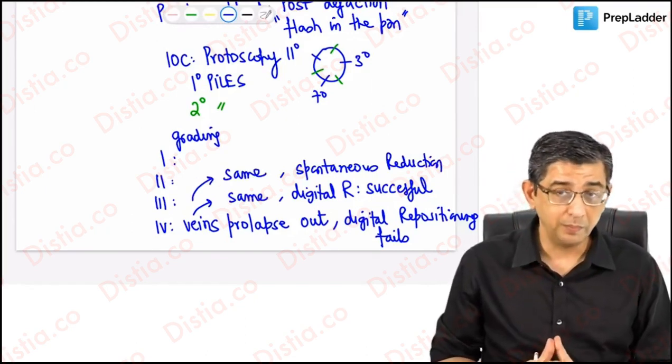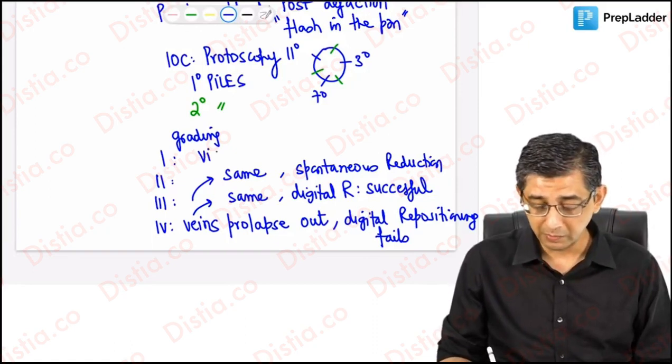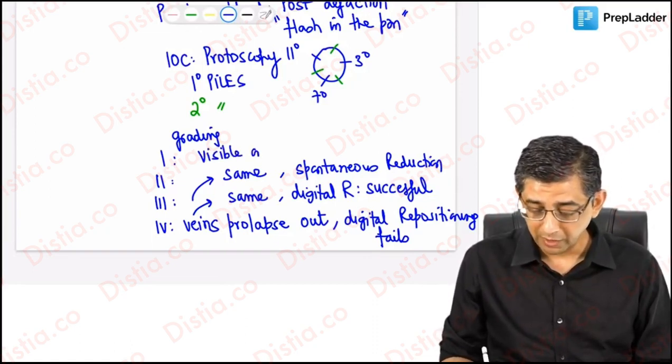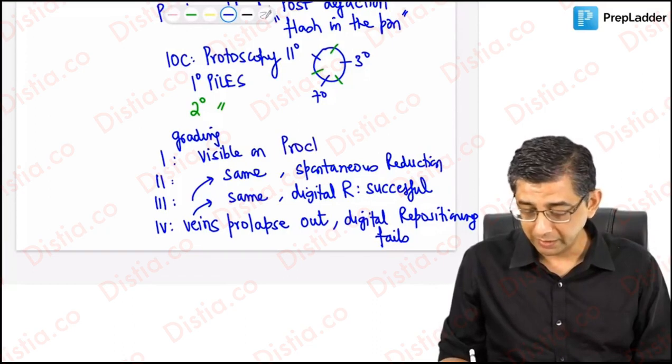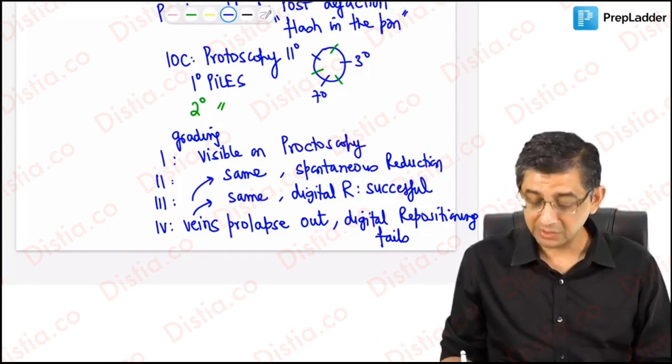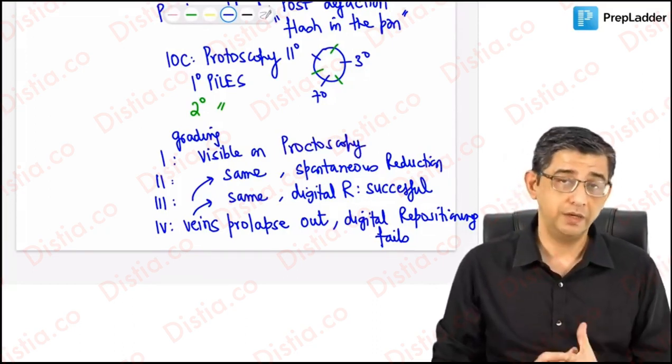When it comes to grade 1 piles, that would mean it would be visible only on proctoscopy. Why I have spoken about it is mainly to remind you that there was a question which said secondary piles or second degree.